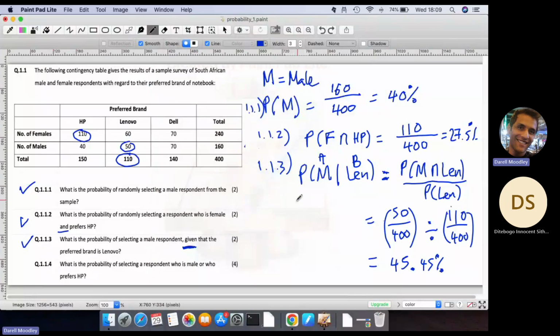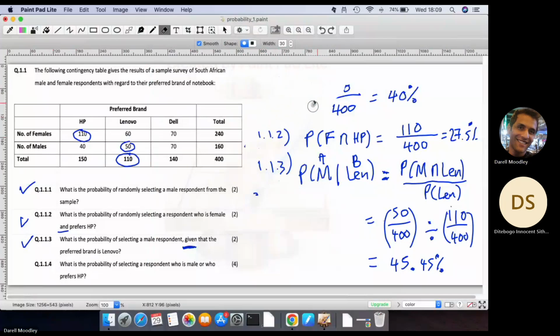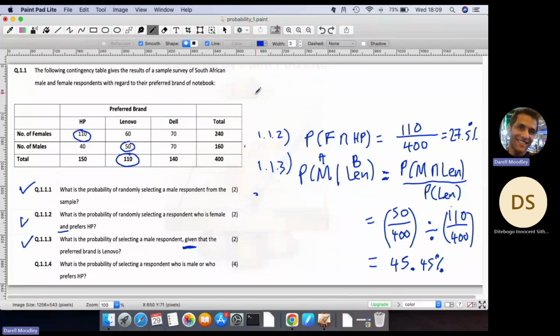All right. Let's make some space for the next one. I'm actually going to clear some space on the board. So we've done 1.1.1. Let's use the space to do 1.1.4.